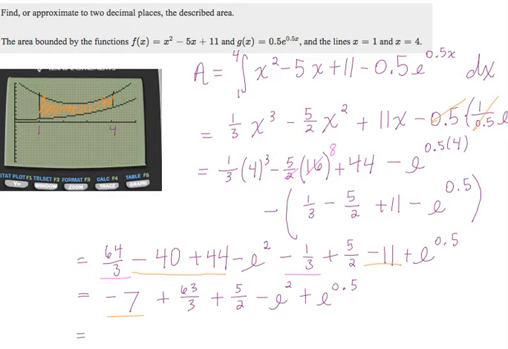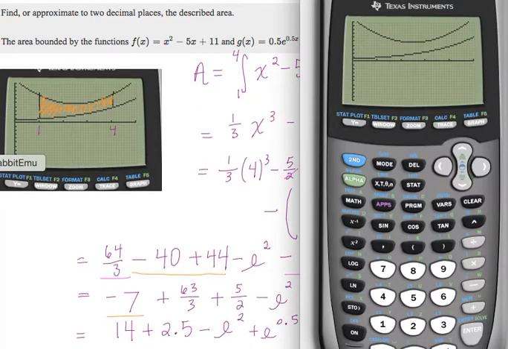63 divided by 3 is 21. So we have negative 7 plus 21, that's going to be 14. Plus the 5 halves, you can write it as 5 halves or 2.5. Minus e squared plus e to the 0.5. Let's see what that comes to on the calculator here.